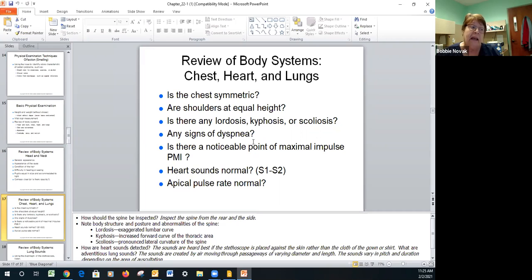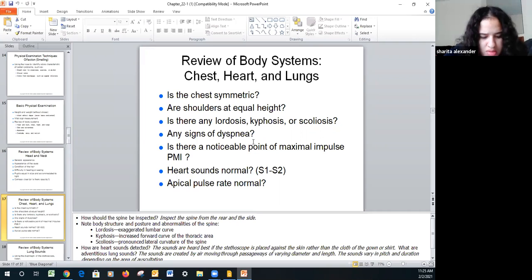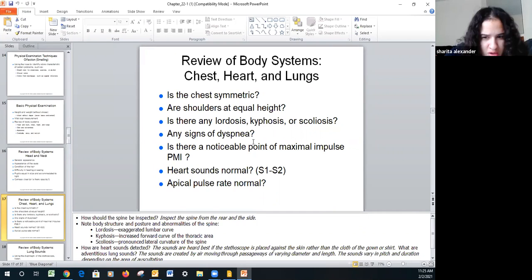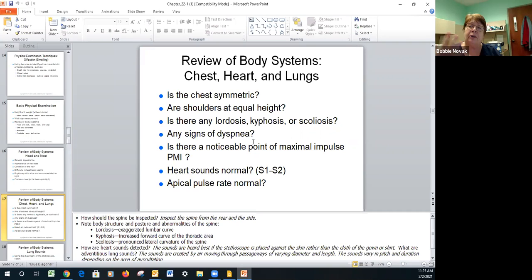Okay. And then we're looking for apical pulse rate normal. And where are we going to check for the apical pulse? Where do we find your apical pulse? Third intercostal space. Close, fifth intercostal space, mid-clavicular line. Okay, that's where you're going to find your apical pulse. And if you have an abnormal pulse, a dysrhythmia, if your pulse is not regular, then you have to listen to an apical pulse for 1 full minute.